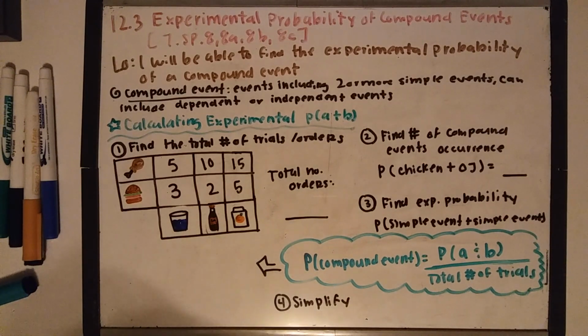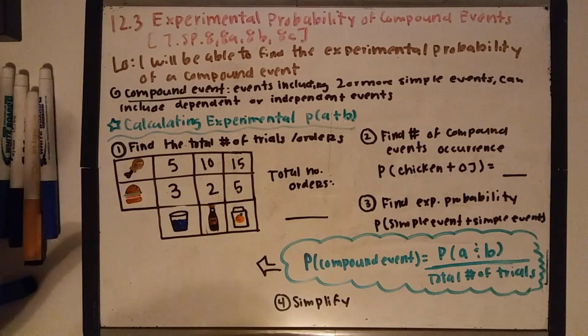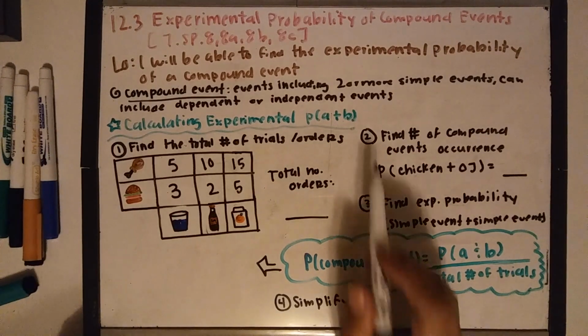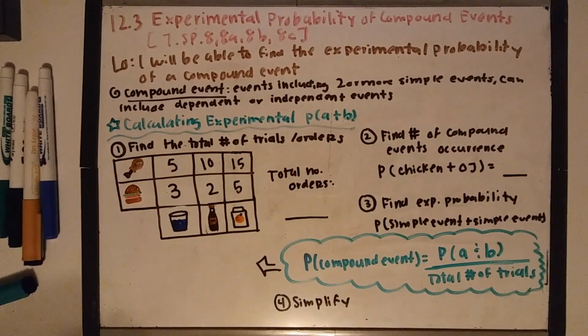Well, it's an occurrence. So compound events are events including two or more simple events, and they can include dependent or independent events, meaning an event can depend on the other one, or you can have just two combined as one. Okay, so how do we calculate experimental probability? That's how we represent experimental probability.